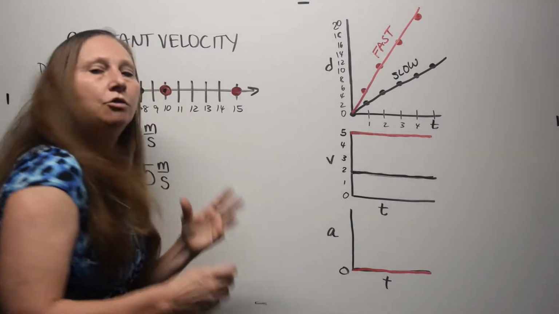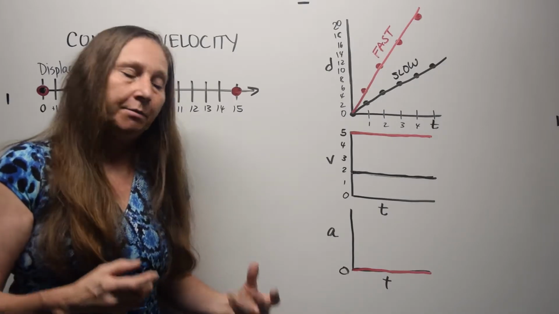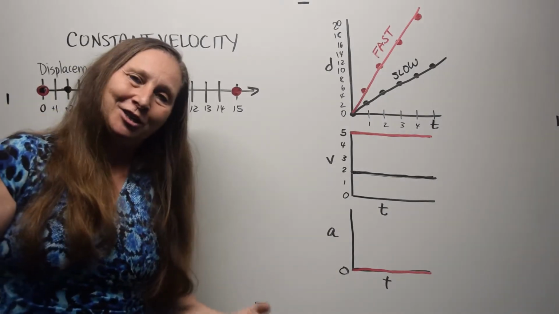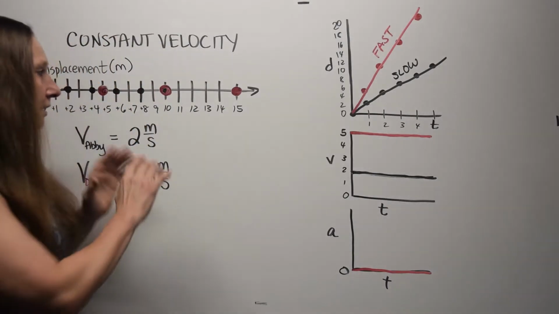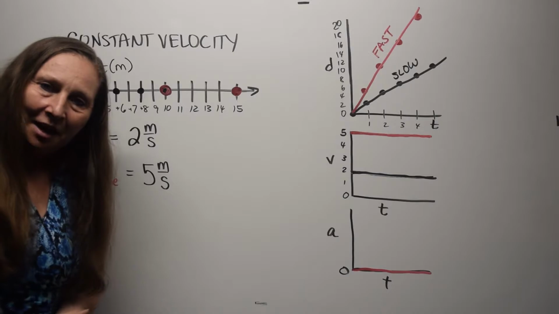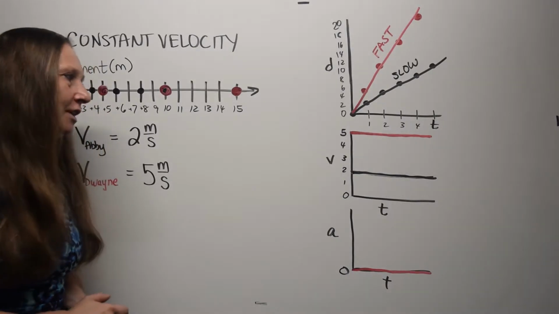So the graph of Abby's and Dwayne's acceleration looks the same. They both have an acceleration of 0. Right, you might want to go over this little section here again. I think it's pretty straightforward, but it might be a good idea to go over this one more time.